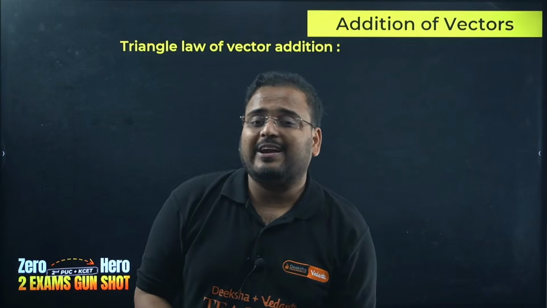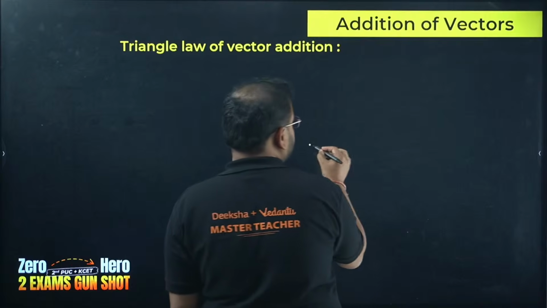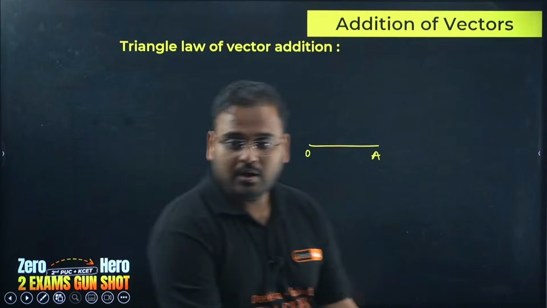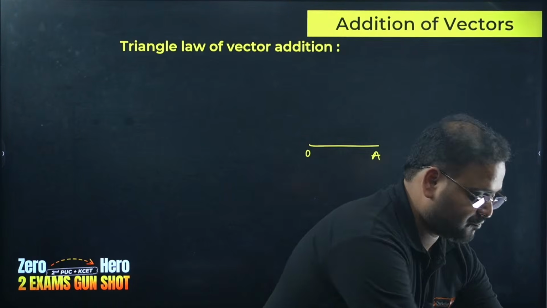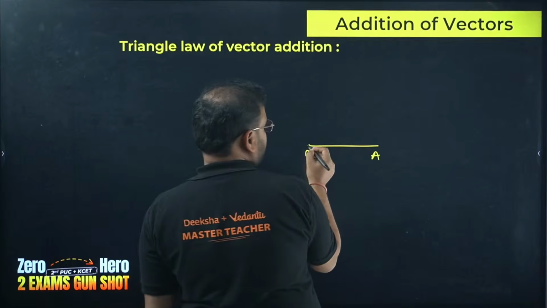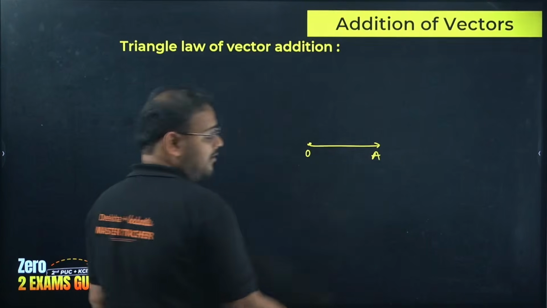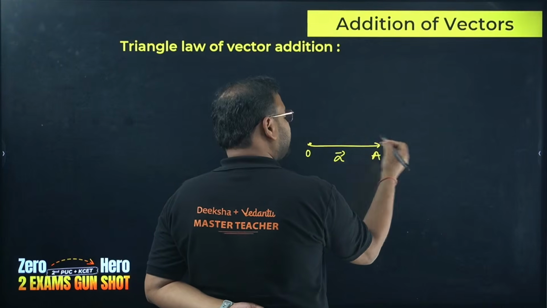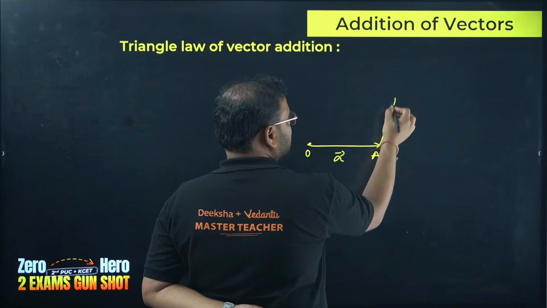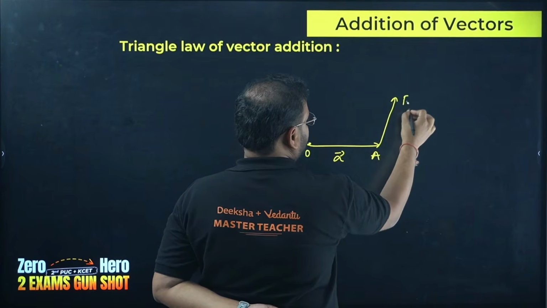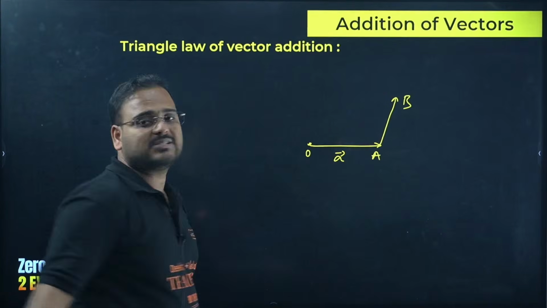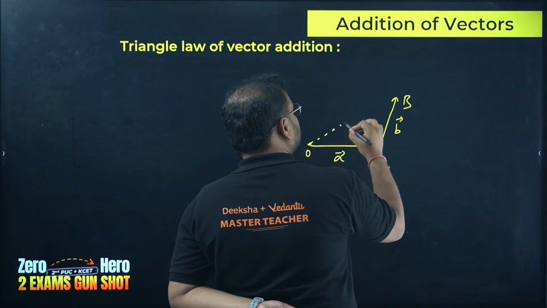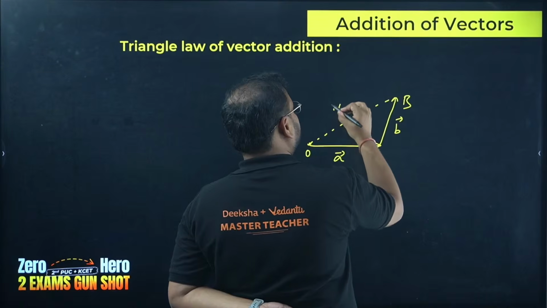Continue now. We have the triangle law of vector addition, very important. If this is your point O and point A, the initial point is over here and this is the terminal point, the tail and head, and you write this as vector A. Another vector starts from point A, and its terminal point is B. I'll write this as vector B. Then the triangle law of addition says that joining these two gives your resulting vector R.